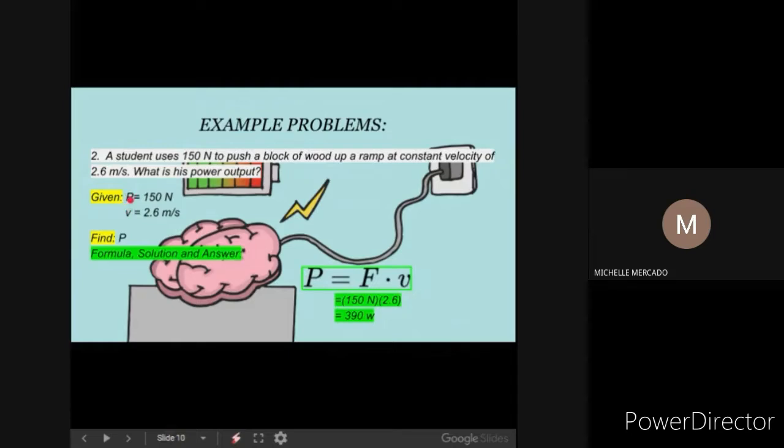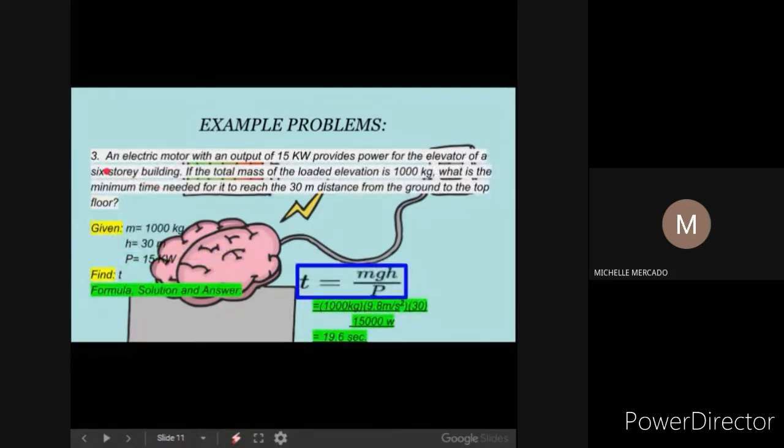Again, this one should be capital F, not capital P. Okay, so capital F is equal to 115 Newton, or the force is equal to 115 Newton, then the velocity will be 2.6 meter per second. Then, what is his power output? Ano daw po yung power output? Or the power. So, pag ganyan lang yung given natin, madali lang yan kasi we're going to multiply lang the given force to the given velocity. Okay, so ang given force natin is 150 Newton multiplied by 2.6. The answer will be 390 watts.